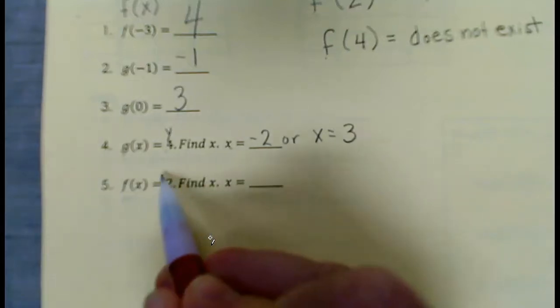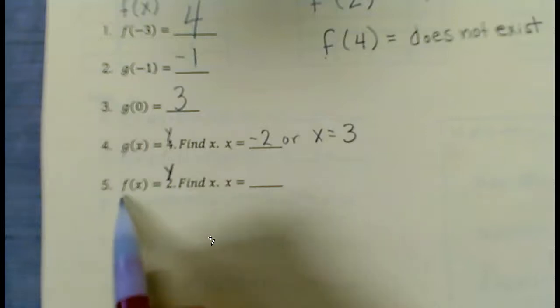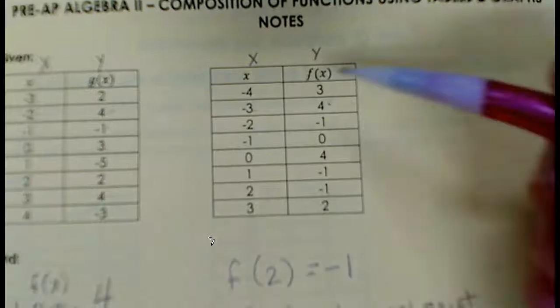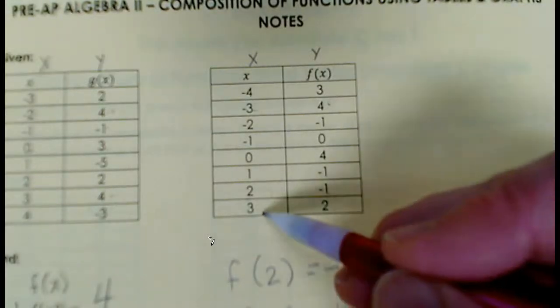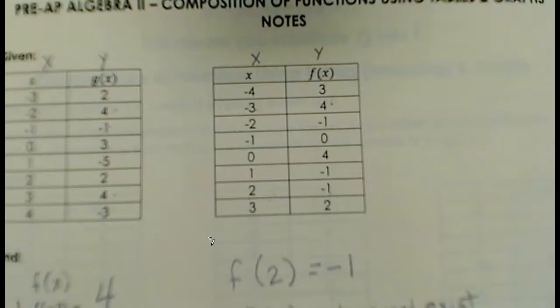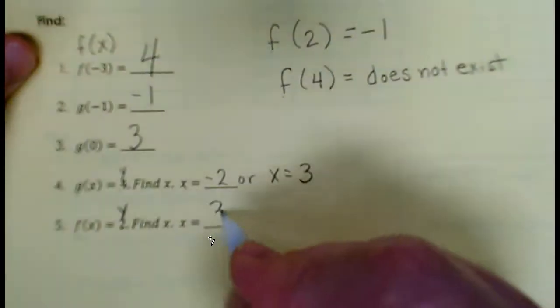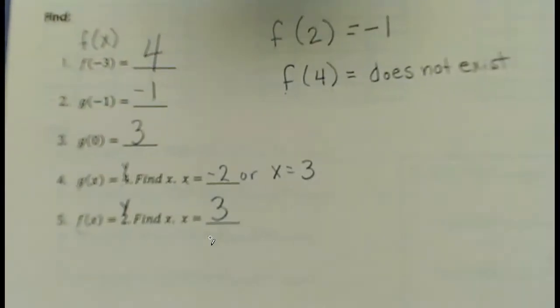This tells me that this is the y value. In the table called F, the y value is 2. What's the x value that goes with it? This is function notation.